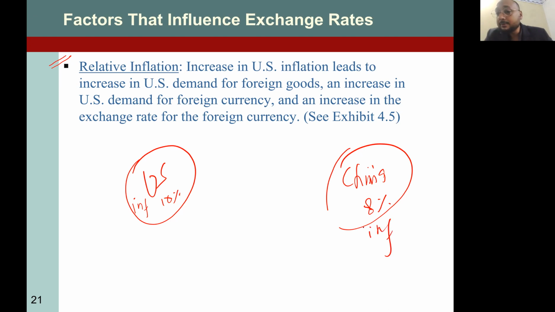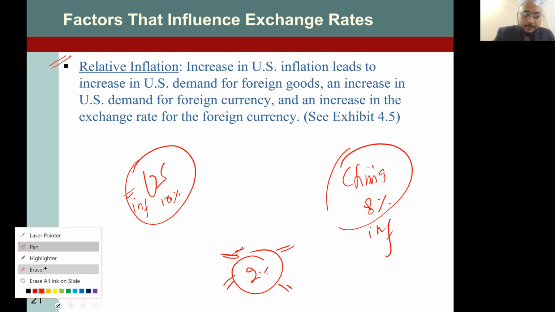So what do we mean by relative inflation, or differential inflation? The difference is 2%, right? That doesn't mean the US currency is going to be depreciated by 10%. No. We will also talk about interest rate parity and this kind of stuff in our coming lectures, more extensively. I'm just telling you what we mean by differential or relative. So I'm just going to erase this and let's talk further.